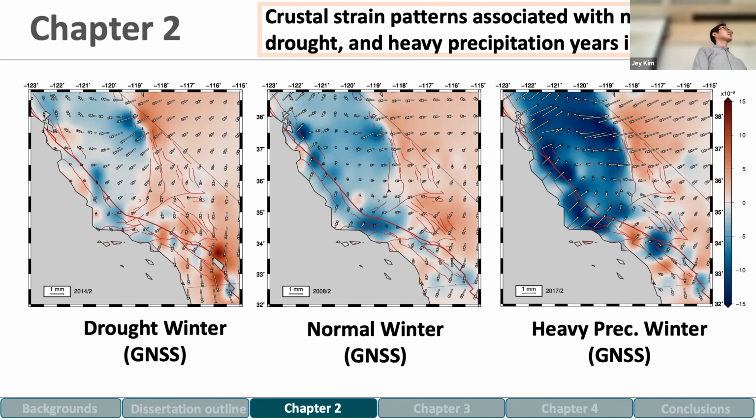But during the heavy precipitation years of 2017 here, or 2019 and 2011, you add a lot of surface load during the winter. Therefore, your horizontal response is a lot larger compared to a normal year.